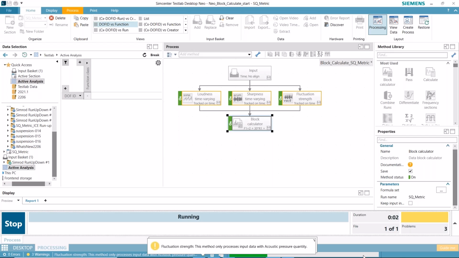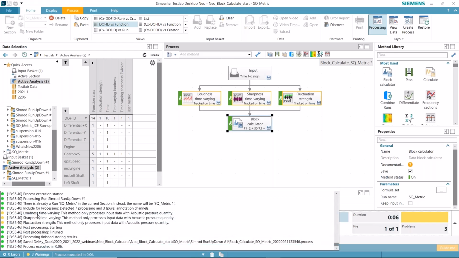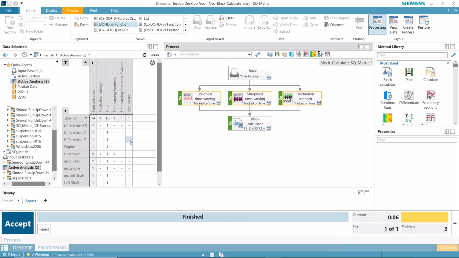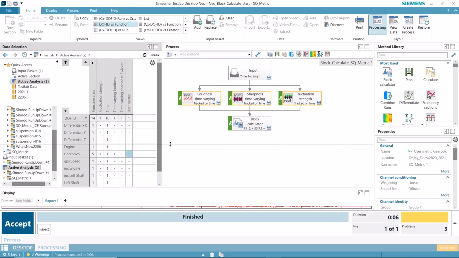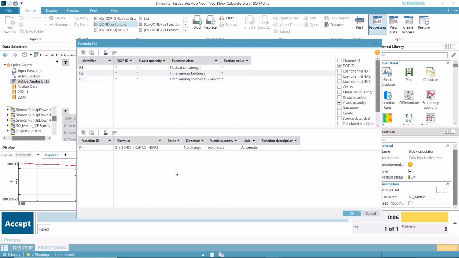It's giving me a warning that these methods only accept pressure. So I didn't do a pass command. If I wanted to see all those warnings here, it's telling me time varying loudness, time varying sharpness, and fluctuation strength only take pressure quantity. So it ignored my other channels there. I could have done a pass with only pressure let through, and then I wouldn't get those warnings. But I can look at those results now. So this is this user metric, and there it's been calculated. Okay, so we could do math on any 2D function as shown here.